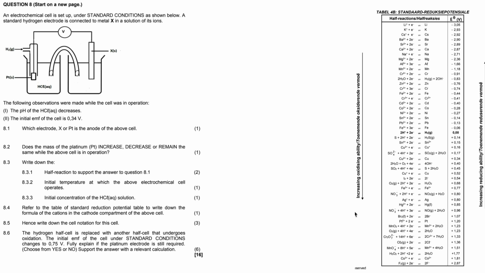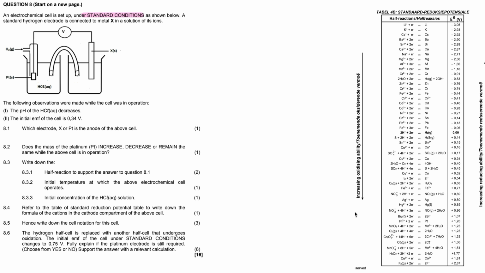In this video, we're going to take a look at the electrochemistry questions from the KZN September 2025 paper. Question 8. An electrochemical cell is set up under standard conditions. A standard hydrogen electrode is connected to metal X in a solution of its ions. The following observations were made. The pH of the HCl decreases. That's important. Then they tell us the initial EMF of the cell is 0.34.